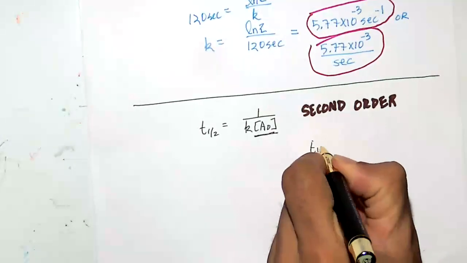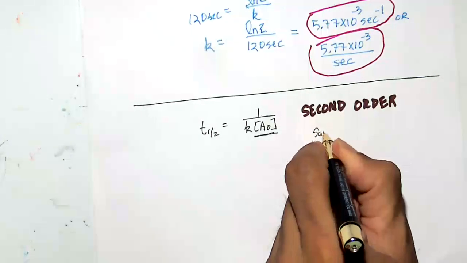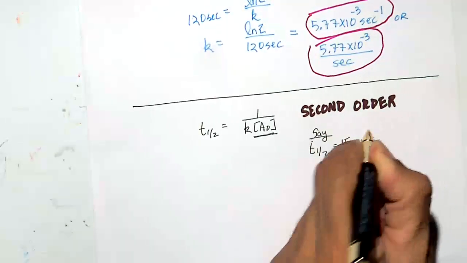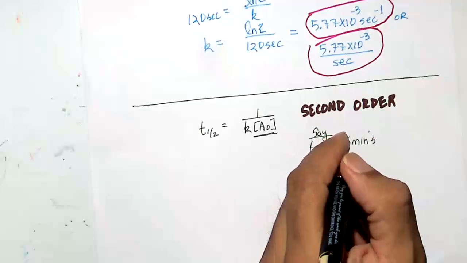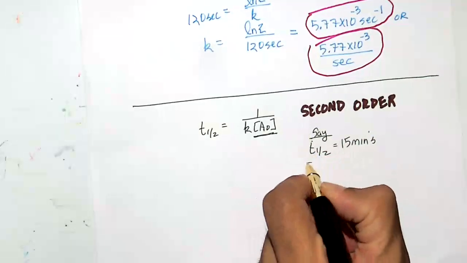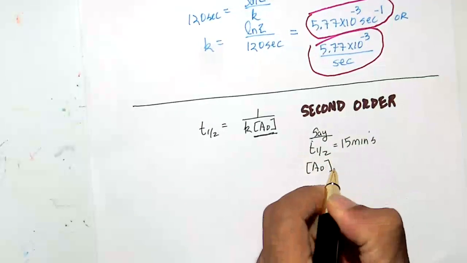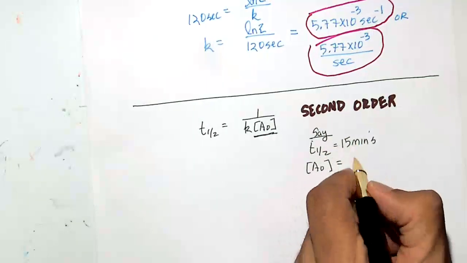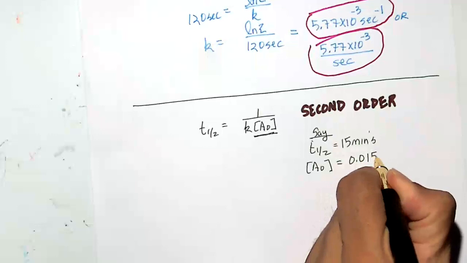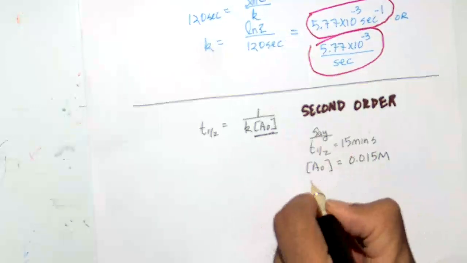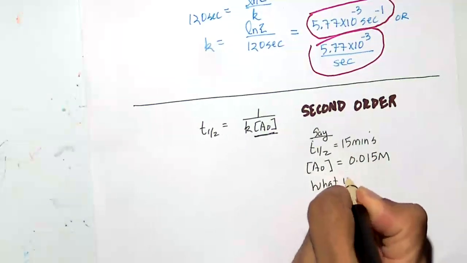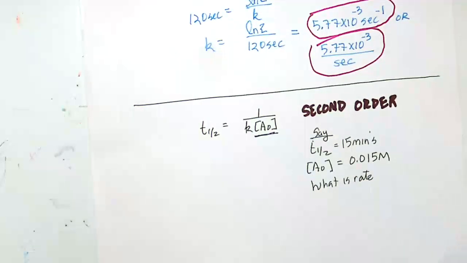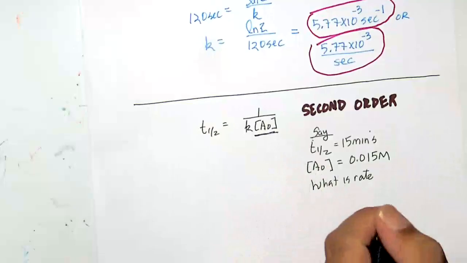So let's say we have a half-life of 15 minutes. I'm just throwing numbers out here, so your numbers will be different for the exam. And our starting amount is 0.015 molar. So the question is, what is rate constant k? It's the same question as above, but this is a second order decay.